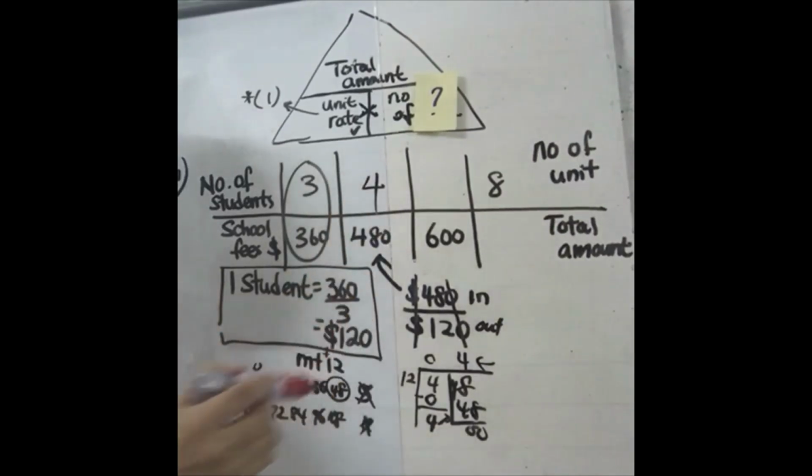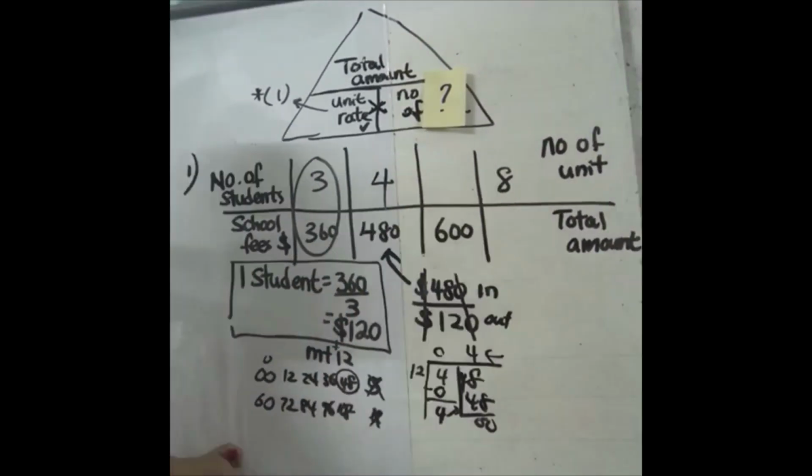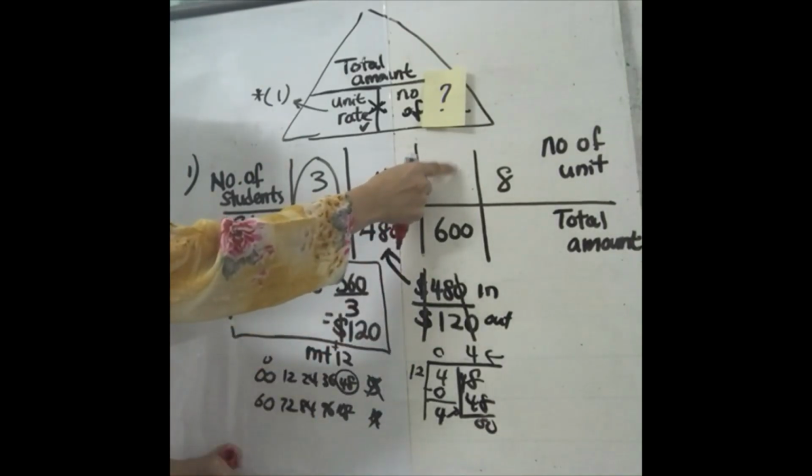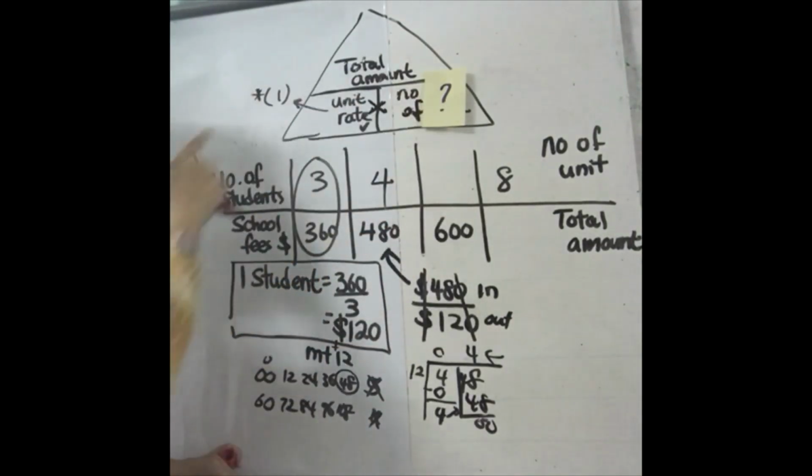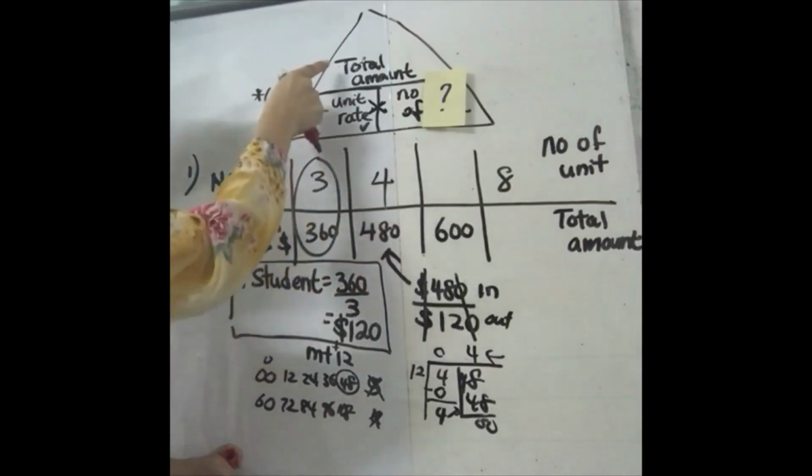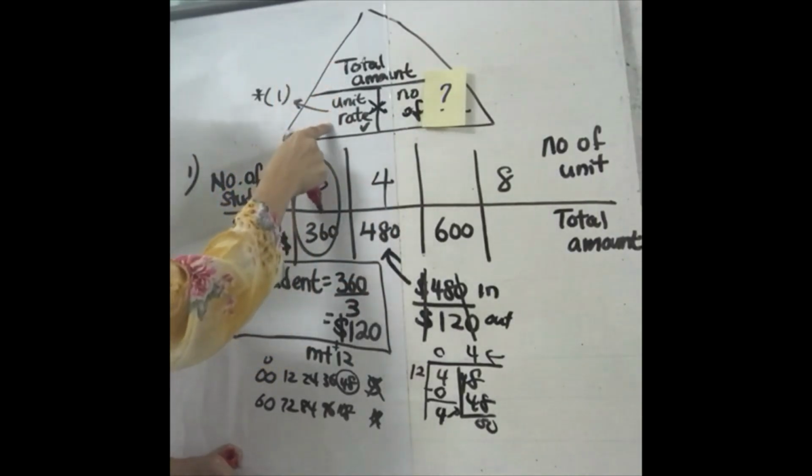The number is 4. Okay? Now, let's go for the next column. Again, we have to find the number of unit. So we're going to put here number of unit. How do you find it again? Do you remember? Getting the total number divided by unit rate.